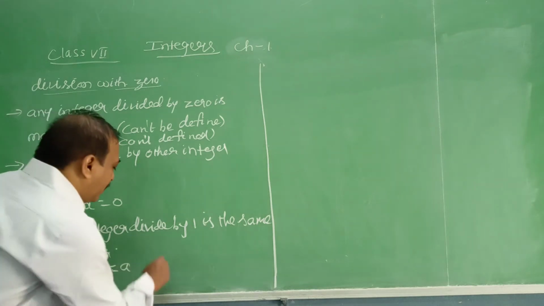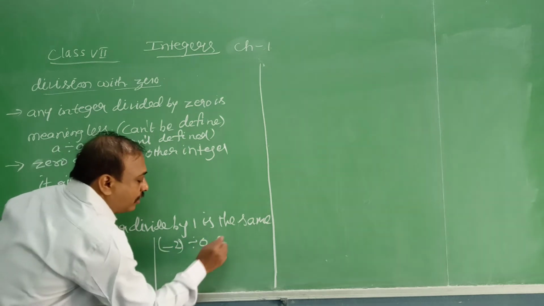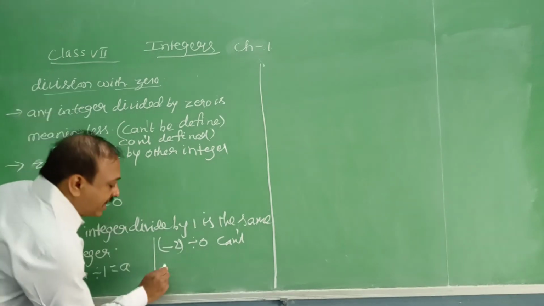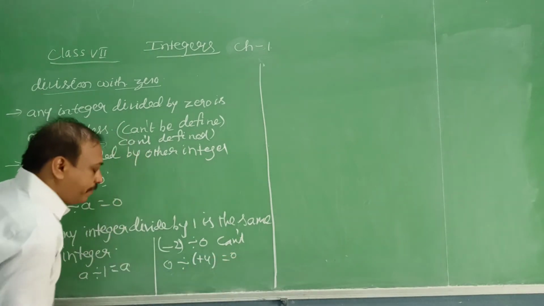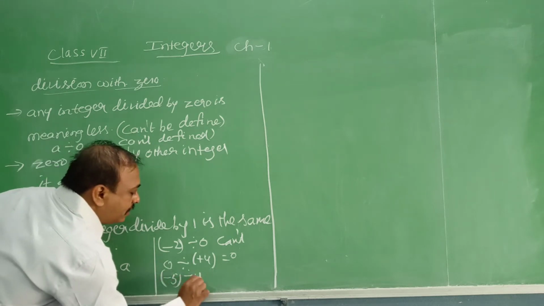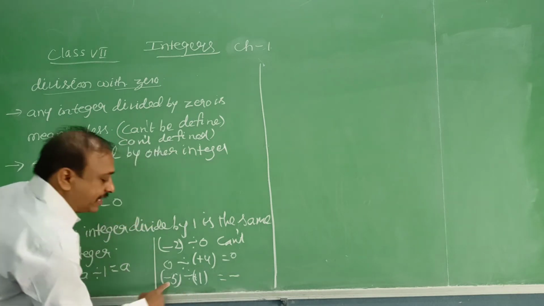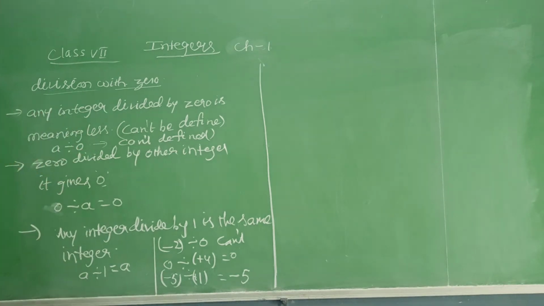For example, minus 2 divided by 0 we can't define. 0 divided by plus 4 is equal to 0. Then minus 5 divided by plus 1 is equal to minus 5.